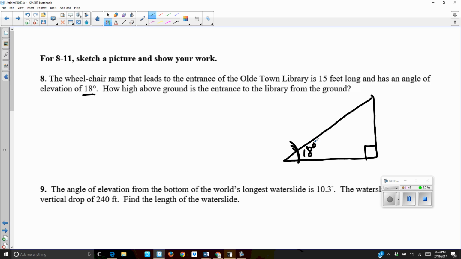Now, the next thing I like to look at is what the question is asking. This is going to tell us where we're going to put our variable in the problem. So the question is, how high above ground is the entrance to the library? If we're talking about a wheelchair ramp that goes up to the Old Town Library, the height is going to be represented by the vertical. And generally speaking, the height is always going to be represented by the vertical. So that's our x.